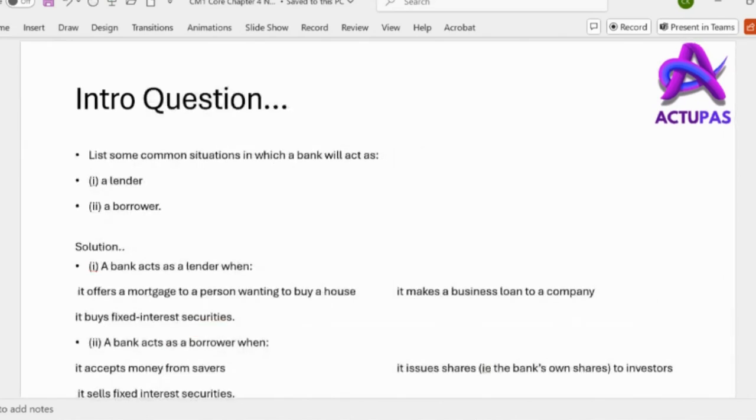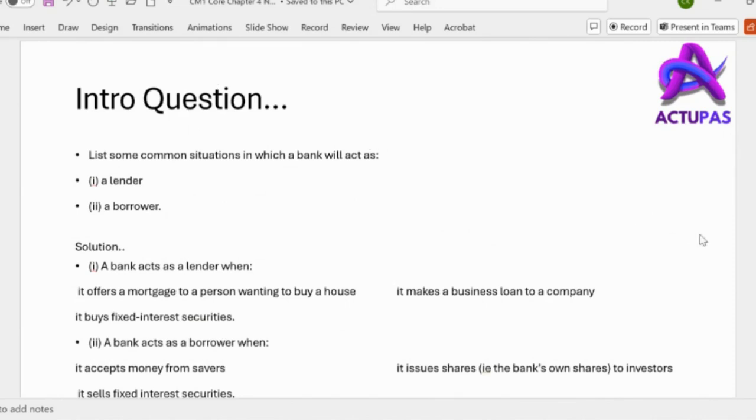For example, using the bank, which situations result in a bank being a lender or a borrower? So a lender is someone who lends money or whichever asset and expects to receive interest as a reward, including the capital amount back. And when does the bank lend money? Examples that we have here is when it offers a mortgage to a person wanting to buy a house, when it makes a business loan to a company, and when it buys fixed interest securities.